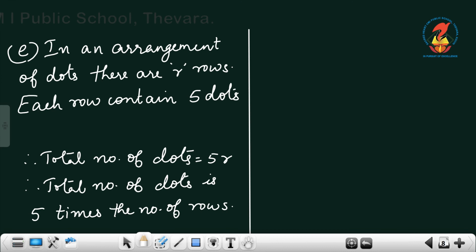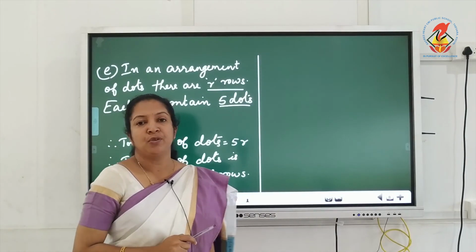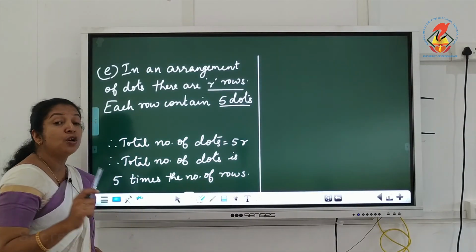Next, in an arrangement of dots, there are R rows. Each row contains 5 dots. What is the total number of dots? 5R. The total number of dots is 5R. So, how can you connect this? The total number of dots is 5 times the number of rows.